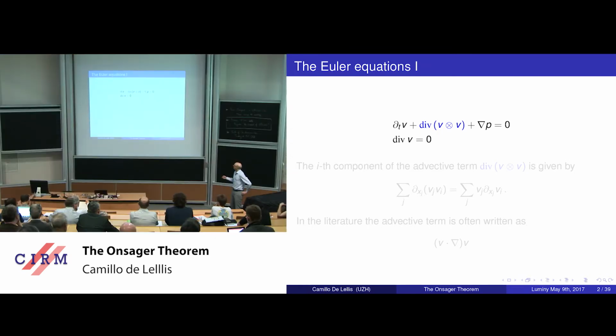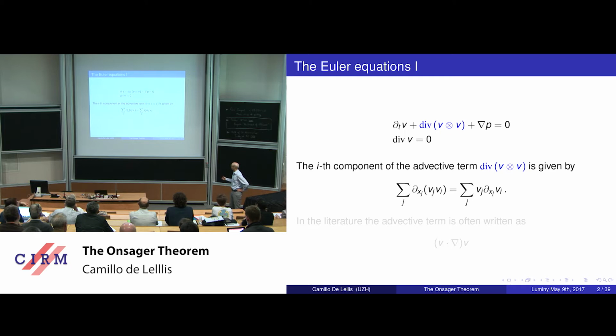So this is the balance of momentum, and as you see, the time derivative of the velocity is equal to this nonlinear term in blue plus the gradient of the pressure. And then the fluid is supposed to be incompressible, which means that the divergence of the vector field is equal to 0. Okay, so actually the blue term is the advective derivative of the velocity.